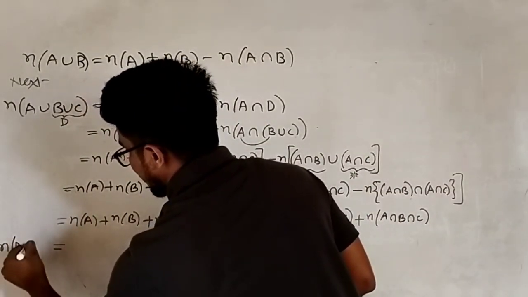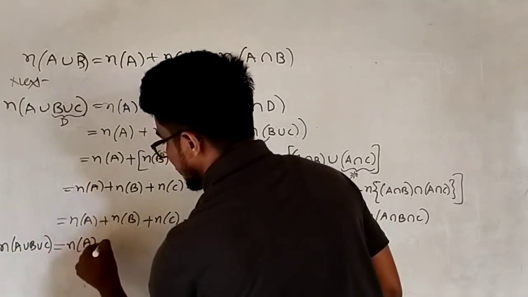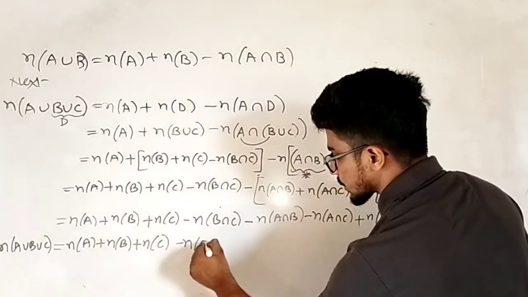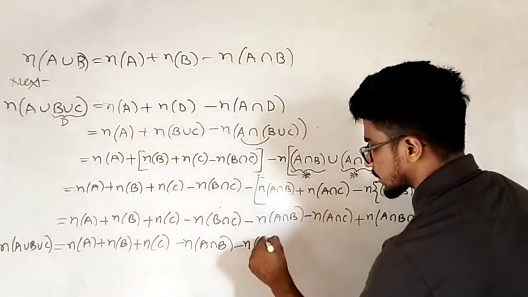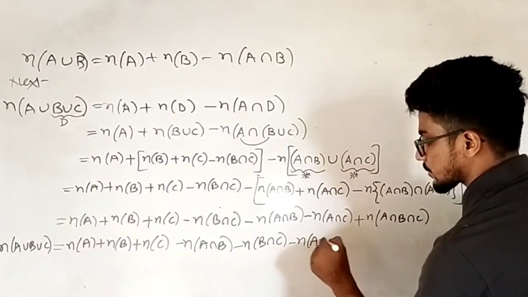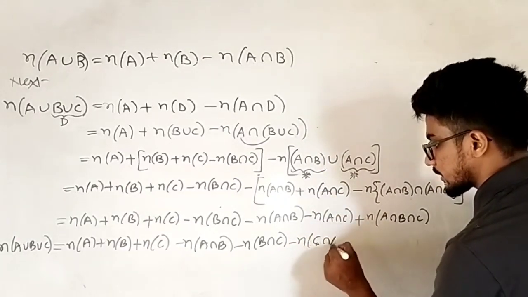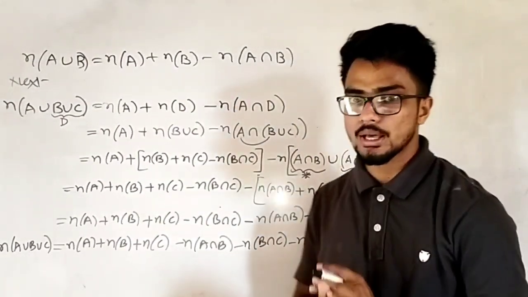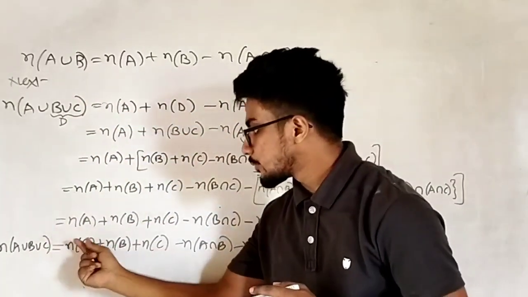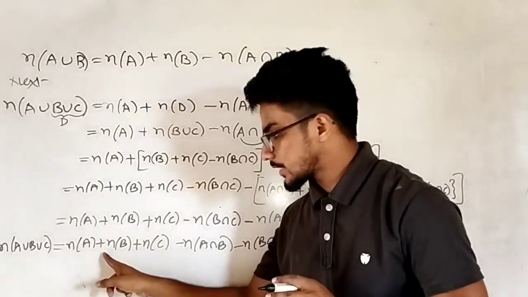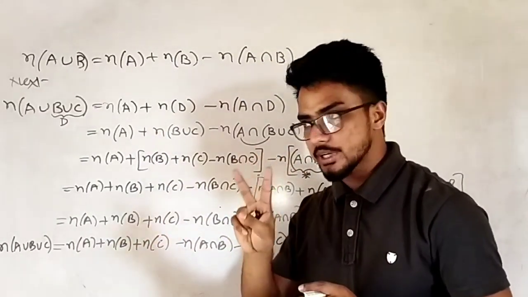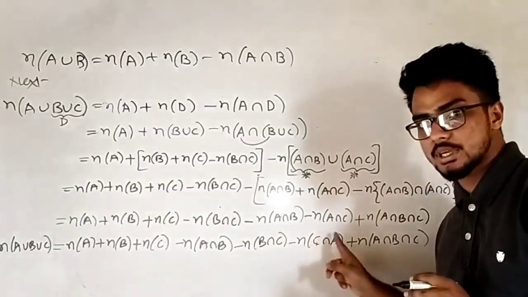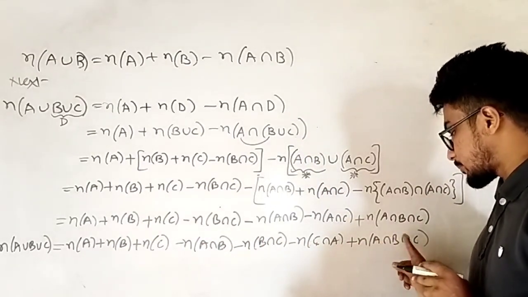On the left side we got number of A union B union C equal to number of A plus number of B plus number of C, then minus number of A intersection B, then minus number of B intersection C, then minus number of C intersection A, plus number of A intersection B intersection C. This is the formula for three sets A, B, C: first the single sets, then minus the intersections of two sets, A intersection B, B intersection C, C intersection A, and then plus the intersection of three sets.